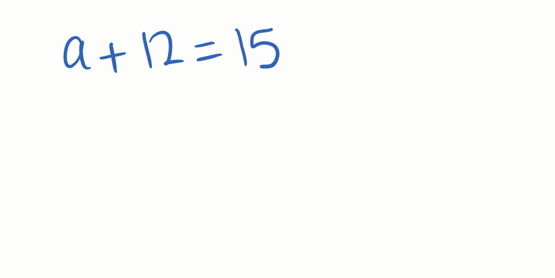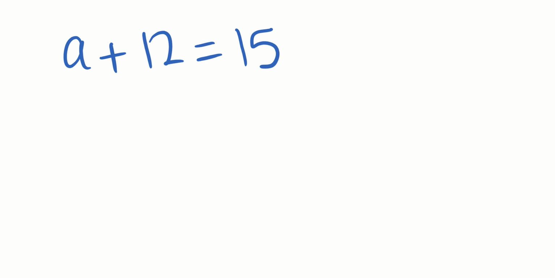Solving one-step equations means there's one step to find the unknown variable. There are 4 different types. I could have a plus 12 equals 15. To solve for a, I'm going to need to isolate the variable. That means get the variable by itself. So I'm going to undo whatever operations are being done.